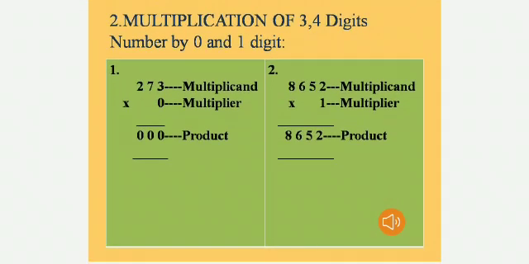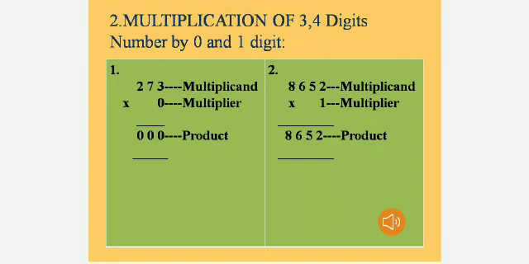In the second example, multiplication of 3-digit and 4-digit numbers by the numbers 0 and 1. Here I am explaining the property. That is, when we multiply any number with 0, the product will be 0. And when we multiply any number with 1, we will get the same number. Let us see the example.